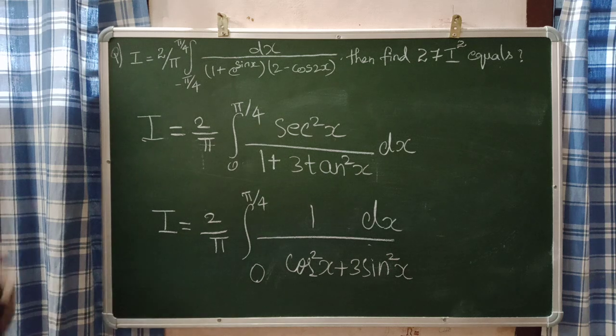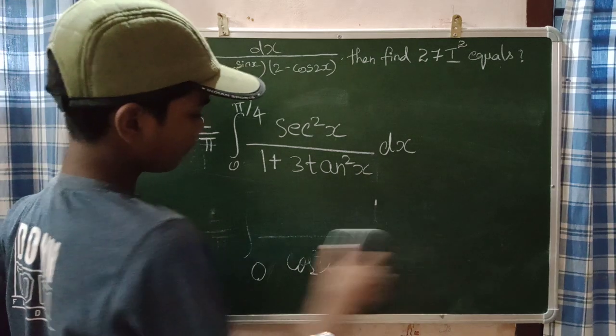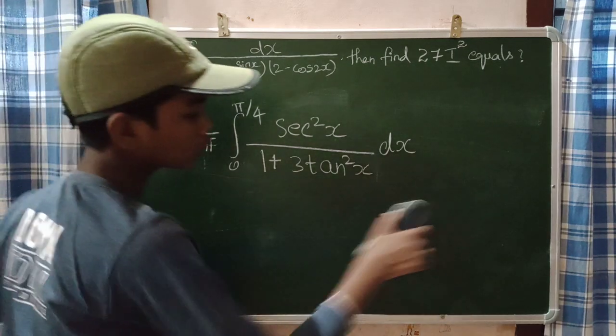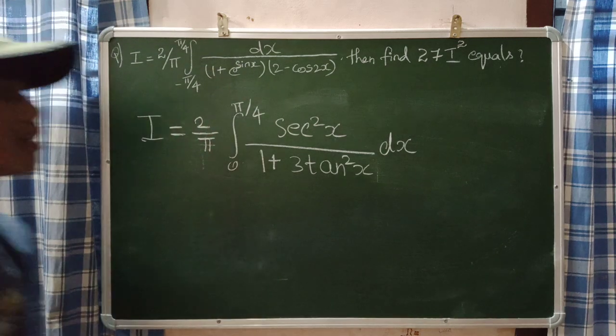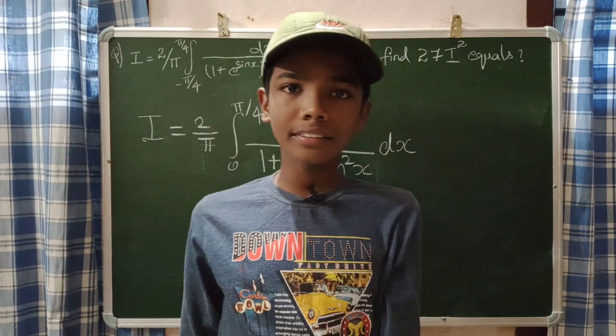Simple as that. Now listen carefully guys. After dividing cos square x on both numerator and denominator, now I am going to do the substitution.